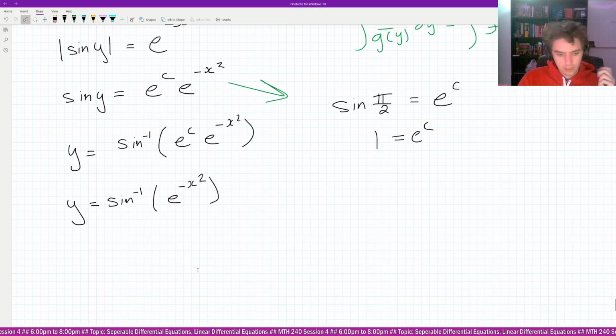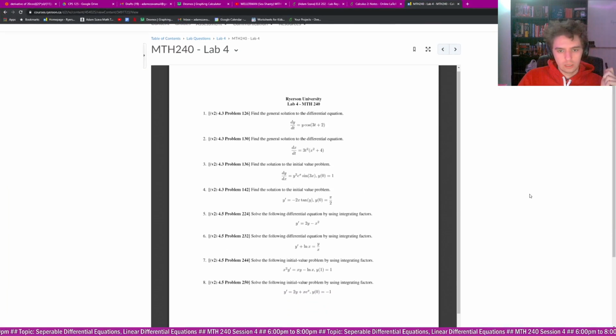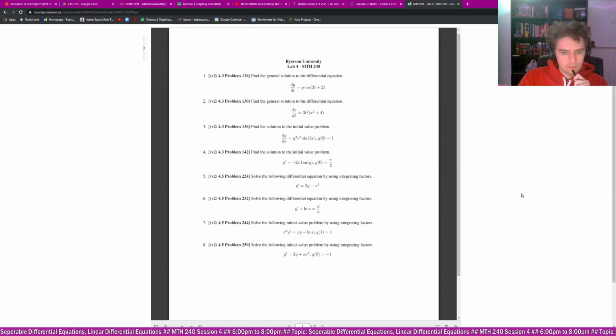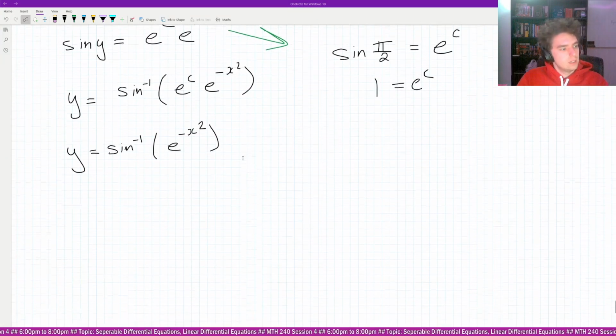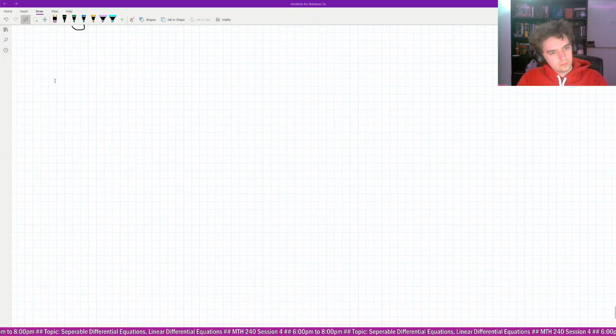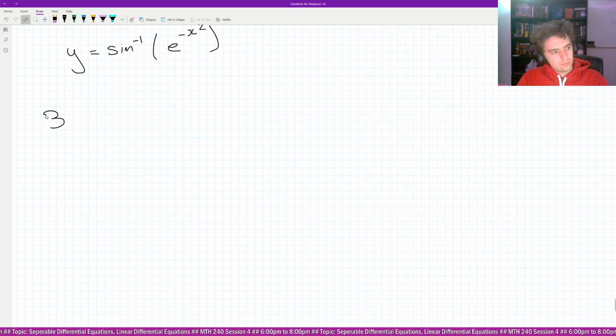Okay, so there's that question. Anything else from this lab that anybody wants me to do? Number three, the integration by parts one. The rest don't seem too bad. I think the second to last one is also integration by parts.